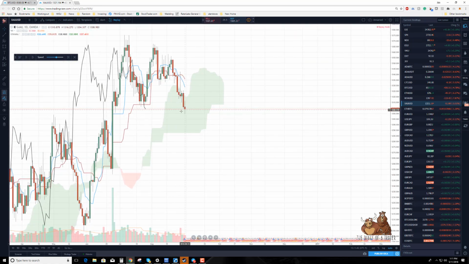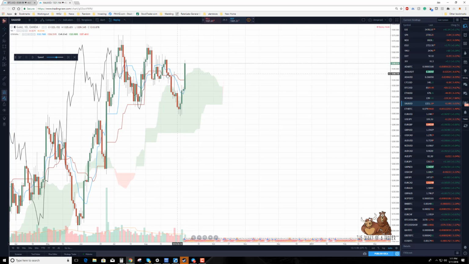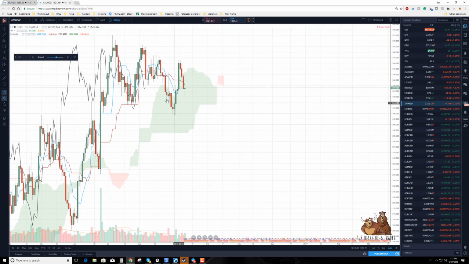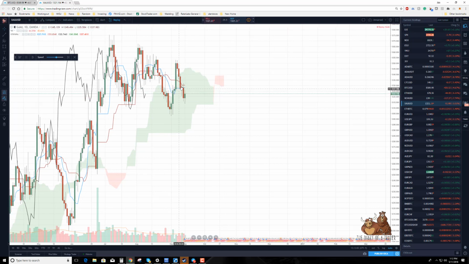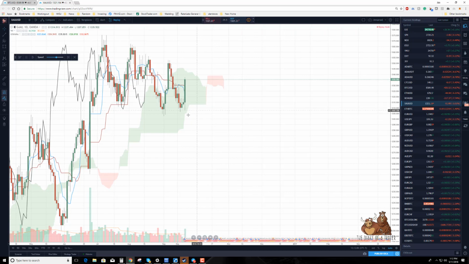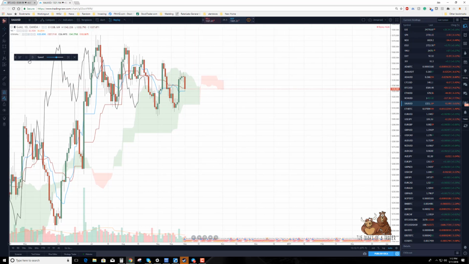So to take a short, we need price to be below the cloud, the cloud in front has to be red, and the conversion line needs to be below the baseline. All right, so if I hit play here, we're in the cloud, we're not taking a short, although we do get some warning signs that something's about to change once the cloud starts to change color, and we see that the conversion line is below the baseline. So the cloud ahead is red, but no other conditions to short have been met yet.